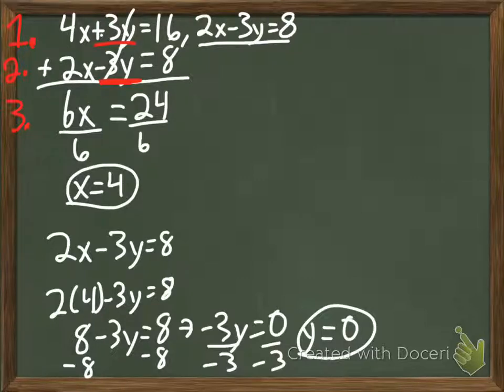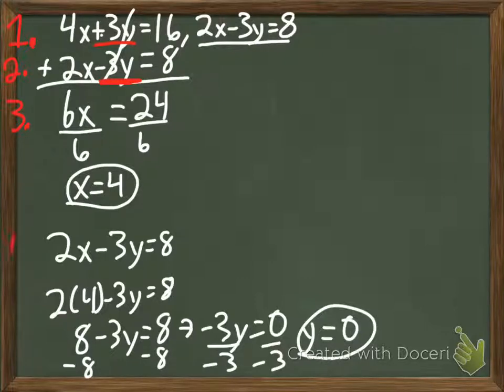So 4x plus 2x gives me 6x. 3y plus -3y means that there's no more y's left. We eliminated the y's. After we combined the equations, we eliminated y, so that's where the term elimination comes from. 16 plus 8 is 24. Then I just solve for x.